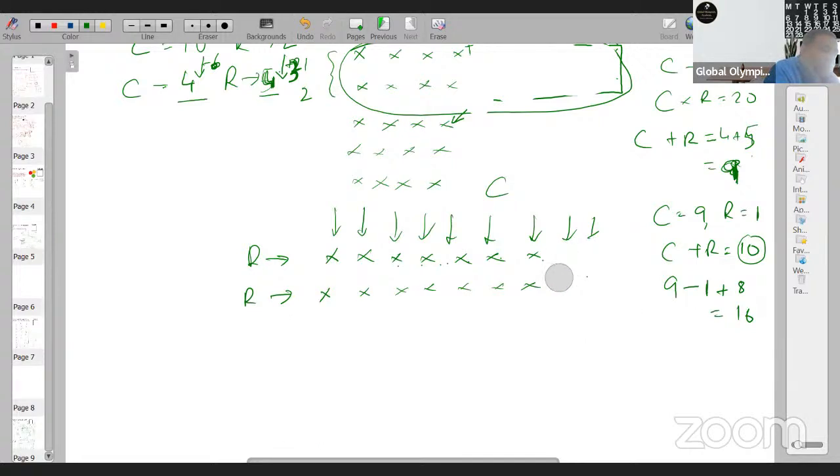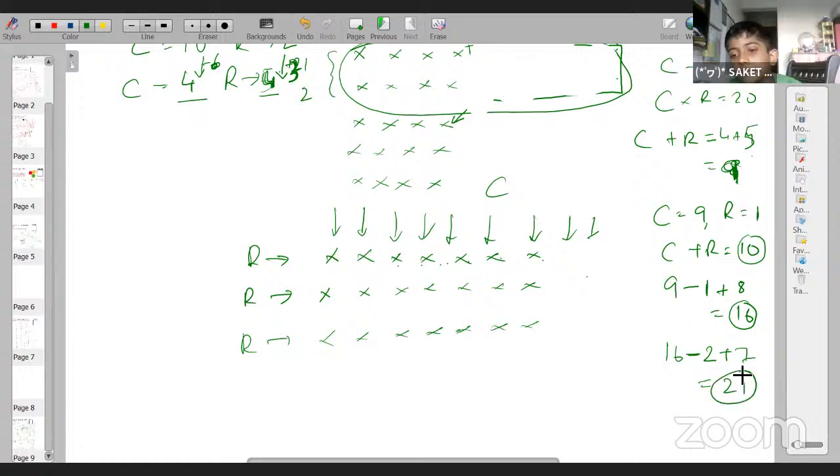Notice this, 16 is 8 into 2, correct? Then from 16, I remove two of them, so minus 2, and now I'm introducing another row of 7, plus 7. So 16 minus 2 is 14, plus 7 is 21. And that is 7 into 3, 21.